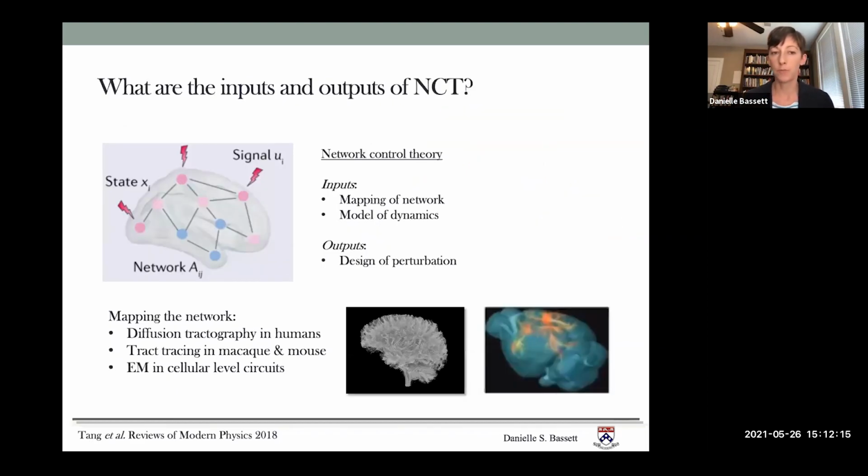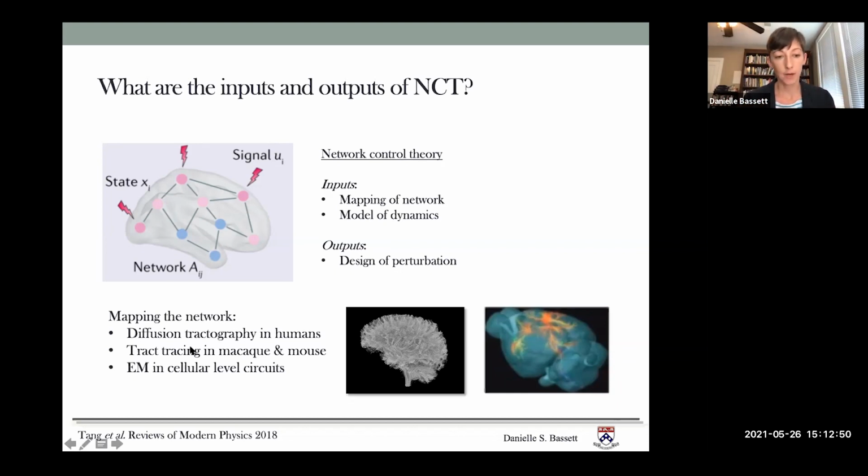So to give you all a little bit more of an intuition for how this works, I wanted to break it down into the inputs for control theory and the outputs of control theory. So the inputs are, number one, a mapping of the network, and number two, a model of dynamics. And we'll get into each of those in a second. For the outputs, it's the design of a perturbation. So I'm going to walk through each of these parts. I will first talk about mapping the network, then I'll talk about models of dynamics, and then I'll talk about the design of the perturbation.